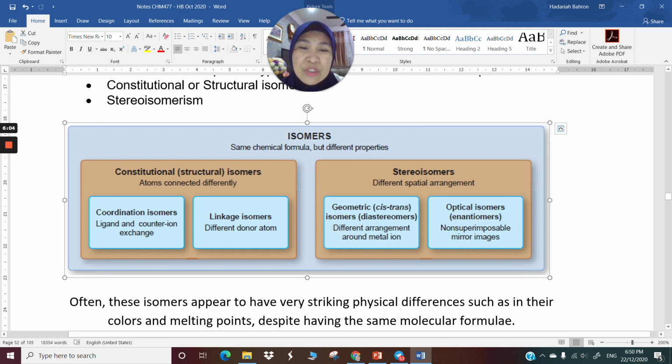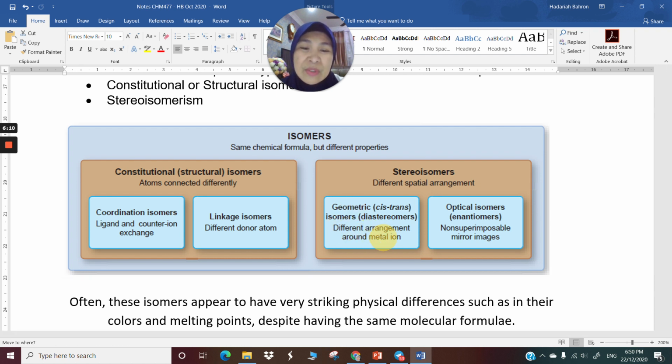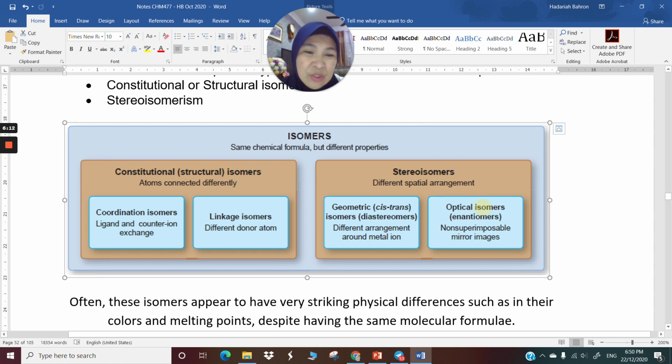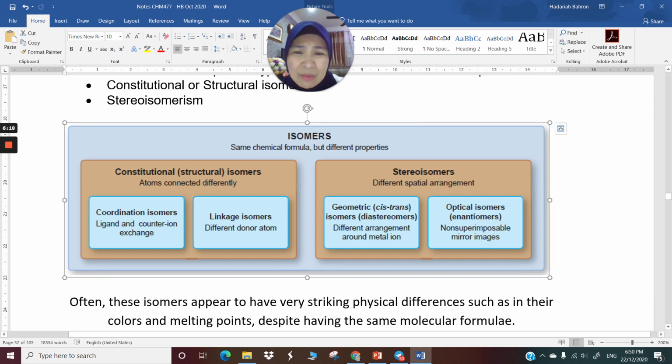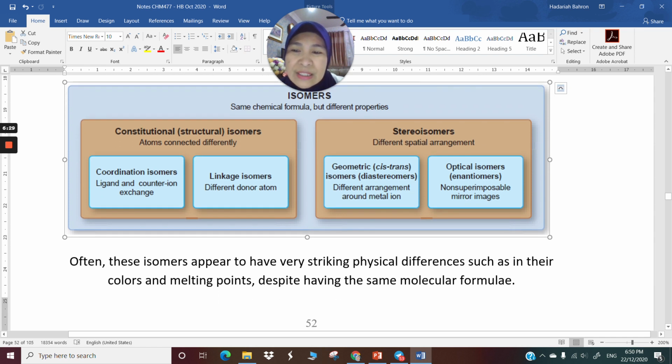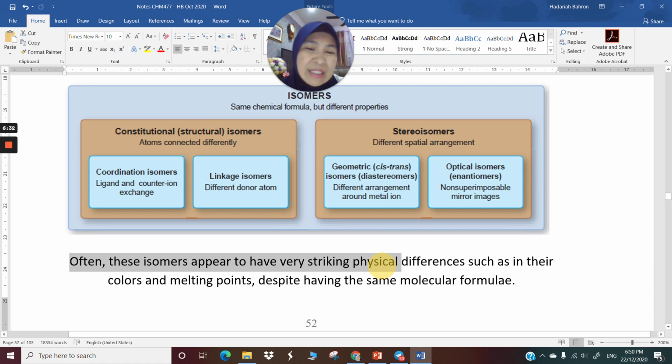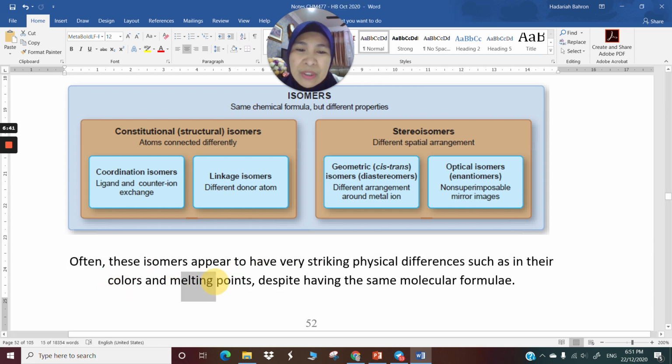For geometric or cis-trans isomers, there is a different arrangement around the metal ion, whereas for optical isomers, there are non-superimposable mirror images. Now, this may not be making a lot of sense to you now, but as we go through each type one by one, you will be able to see clearly. Often these isomers appear to have very striking physical differences. Maybe they have different colors, maybe different melting points, despite the fact that they have the same molecular formula.